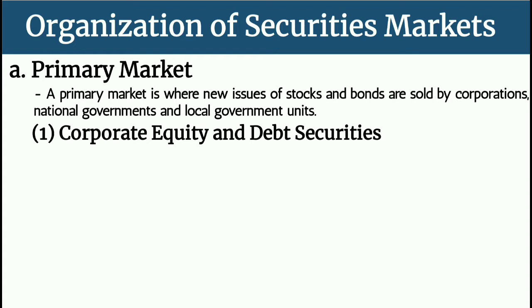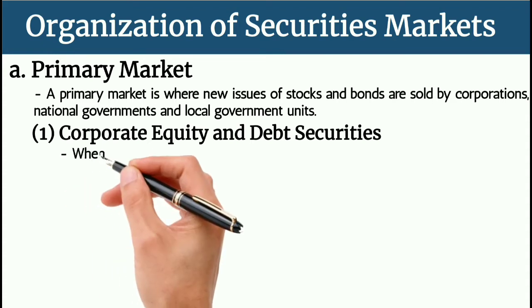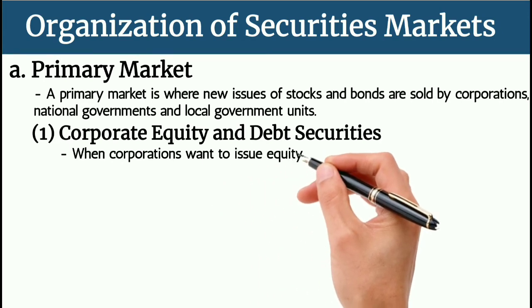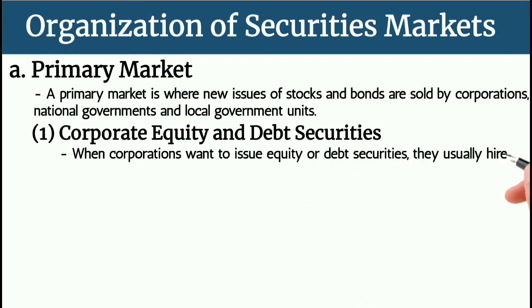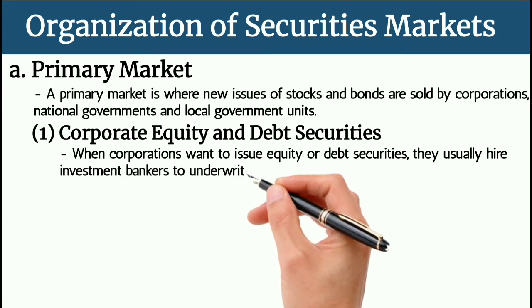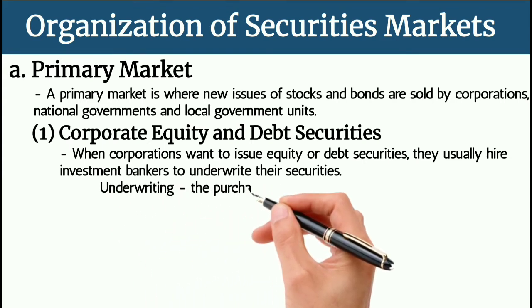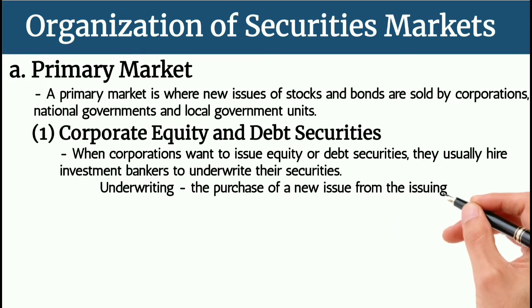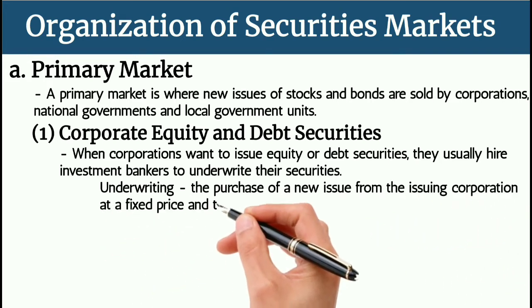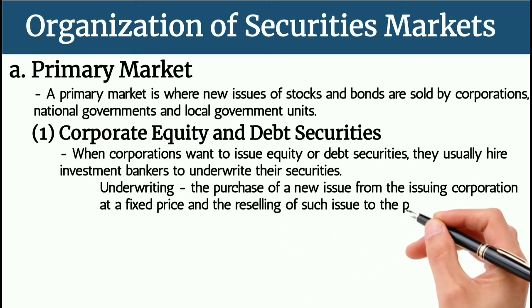Corporate equity and debt securities are equity and debt securities of corporations. When corporations want to issue equity or debt securities, they usually hire investment bankers to underwrite their securities. In other words, they ask for the service of investment bankers or otherwise known as underwriters. At this point, you need to understand the word underwriting. Underwriting is the purchase of a new issue from the issuing corporation at a fixed price and the reselling of such issue to the public.